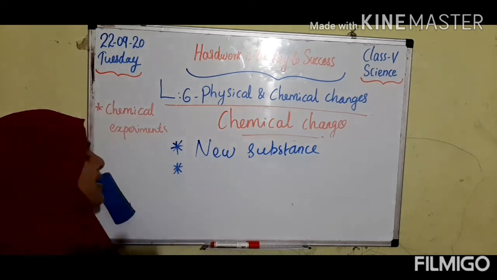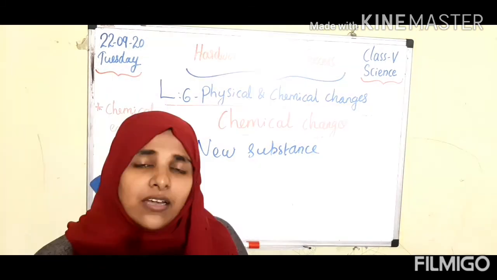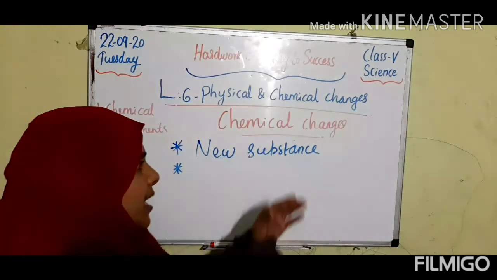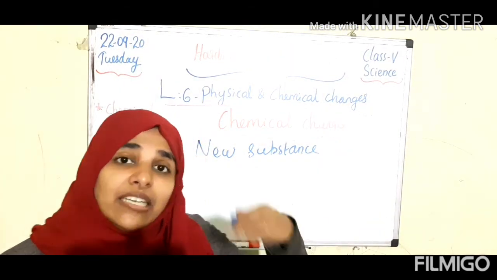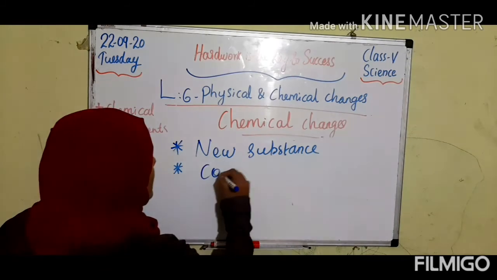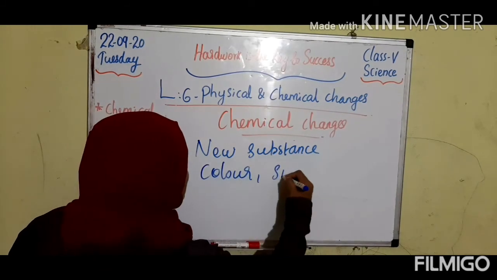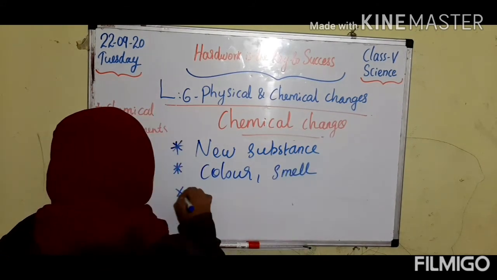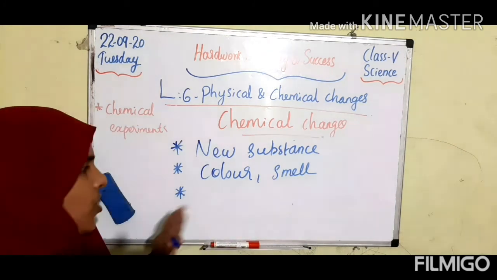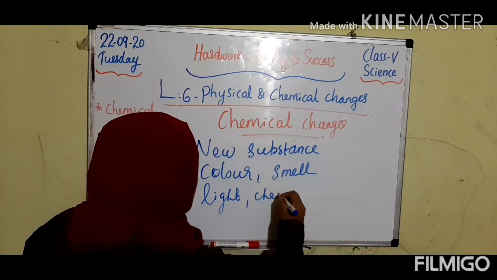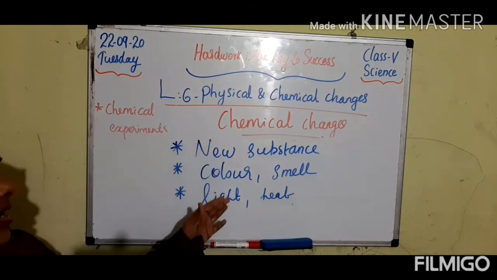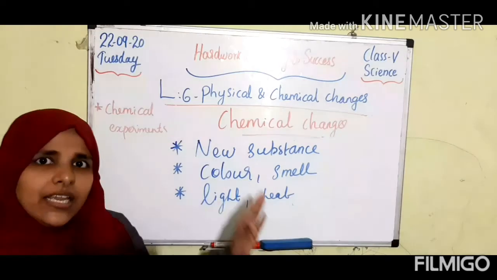Then, what is your next summary, children? What is your other observation? In a chemical reaction, are only new substances formed? No. Sometimes colors also change. Color also changes and a different smell may appear. Okay. Then light or heat is produced in a chemical reaction. Light or heat. These are the main things happening in a chemical reaction.